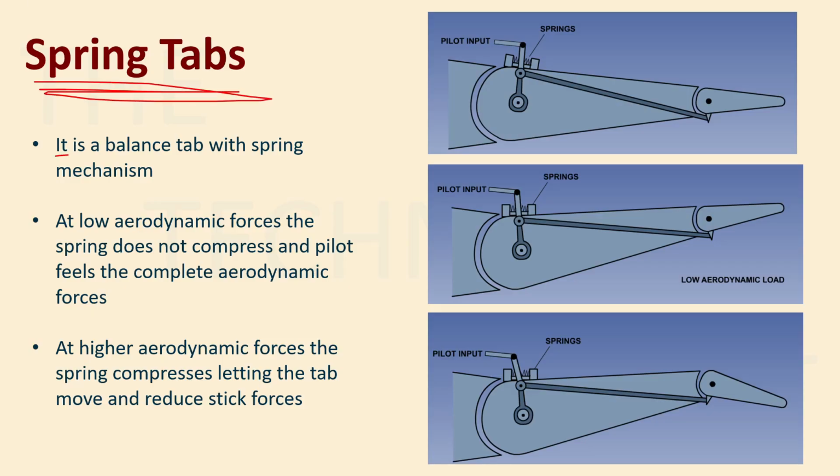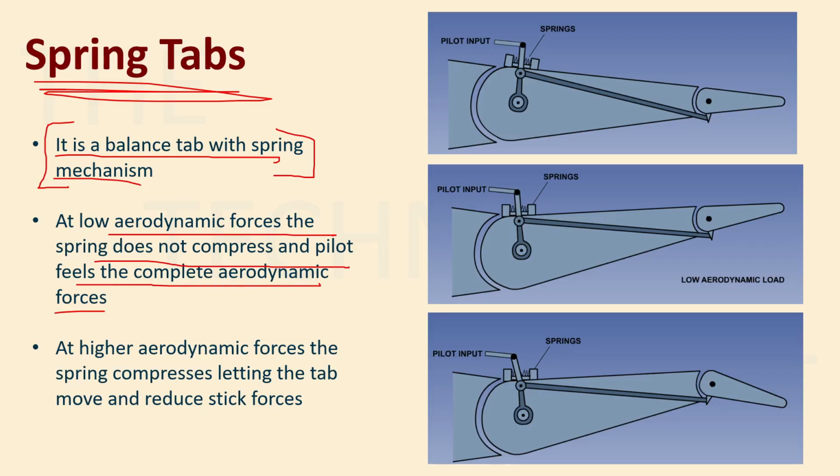Then there is the spring tab. A spring tab is a balance tab with a spring mechanism. So it is exactly like a balance tab, there is no change, right? It is just a balance tab, but it has a spring mechanism. What is a spring mechanism? At lower aerodynamic forces, the spring does not compress and the pilot feels the complete aerodynamic force. You can see this is the spring mechanism over here. The pilot is applying forces from here. So when the pilot pulls on this particular part, what will happen?